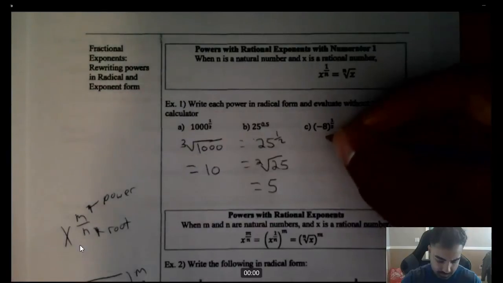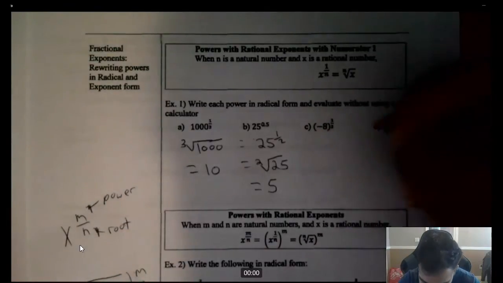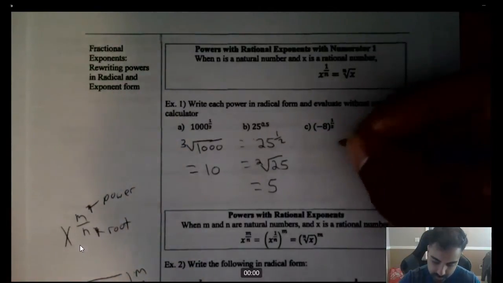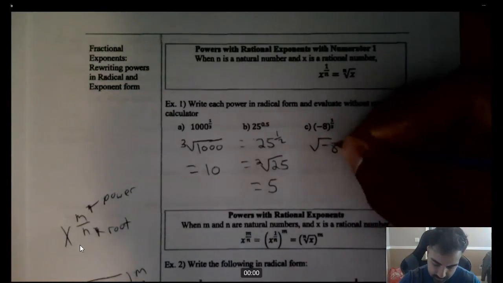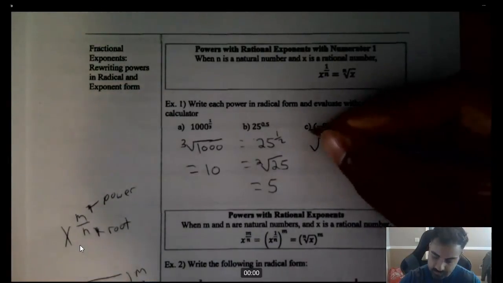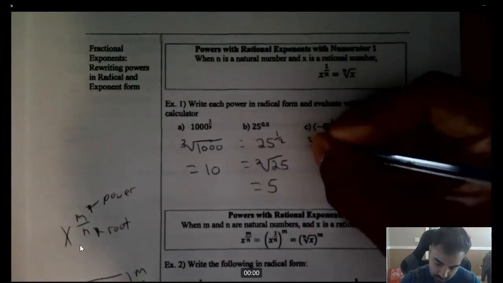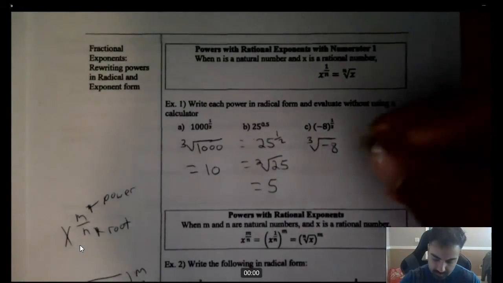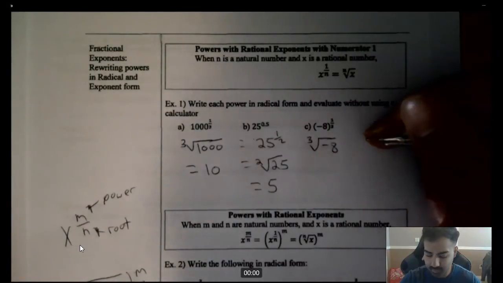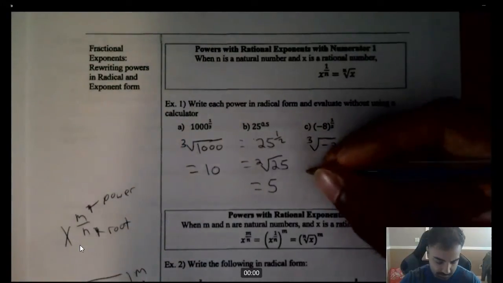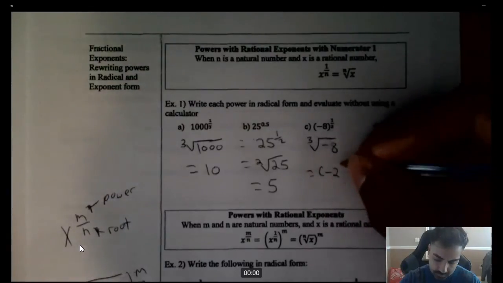Okay, so let's try this one here. So again, you're just going to swing the bottom onto the outside here. So we got negative 8 to the power of 1/3. So let's put the negative 8 inside the radical first. And again, the root swings to the outside. And that's pretty much it. So it's asking us what multiplied by itself 3 times gives us negative 8. And you know that negative 2 times negative 2 times negative 2 gives you negative 8.